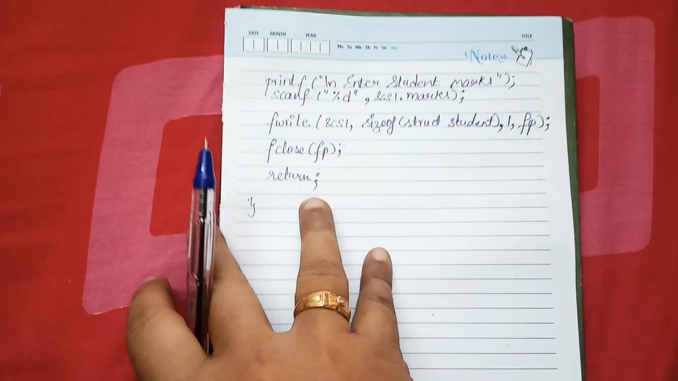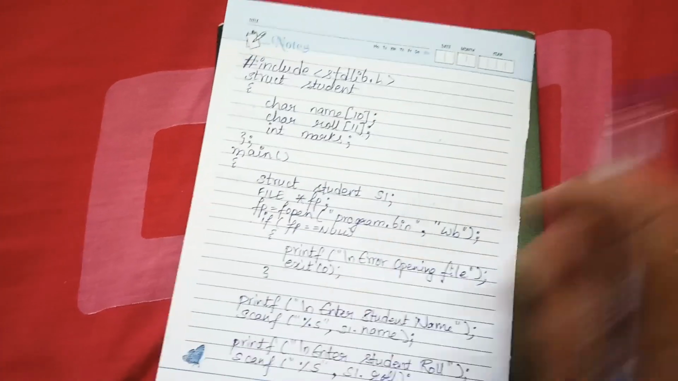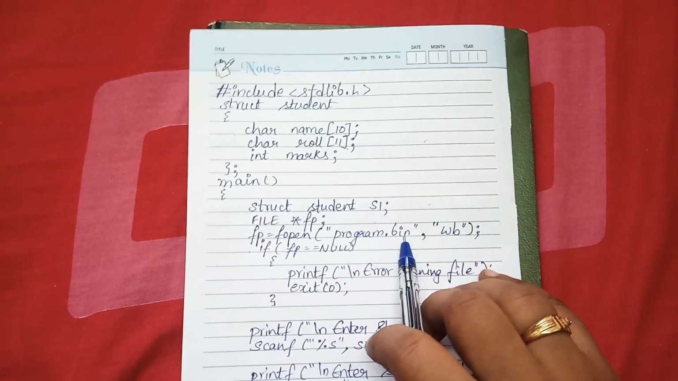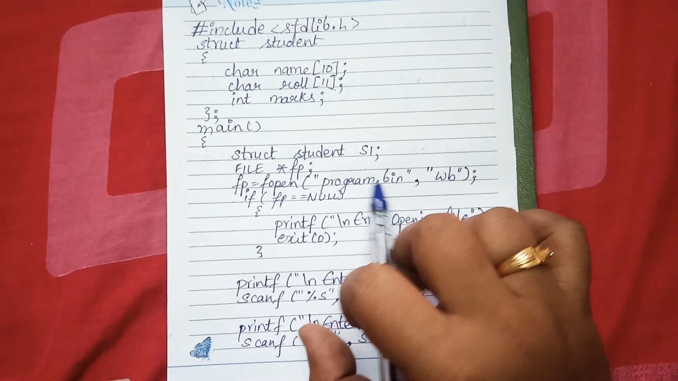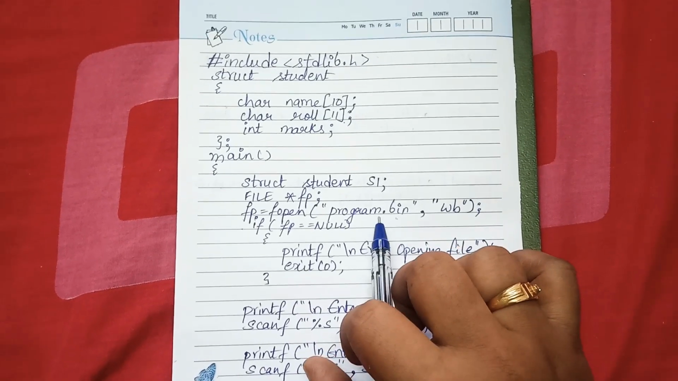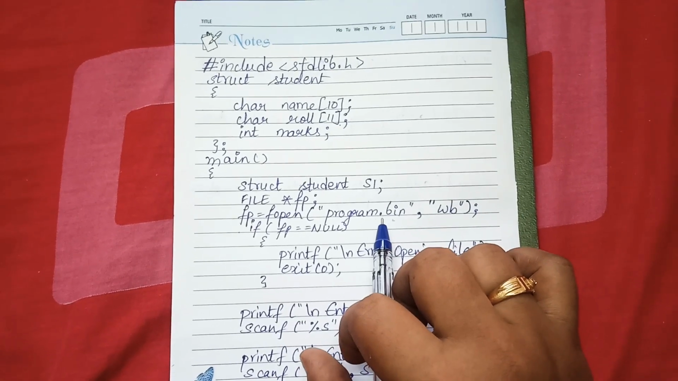In which file has this data been stored? All of you observe here, program.bin. This cannot be removed, because the data has been written in program.bin. Now we'll try to retrieve the data from this file using another program.